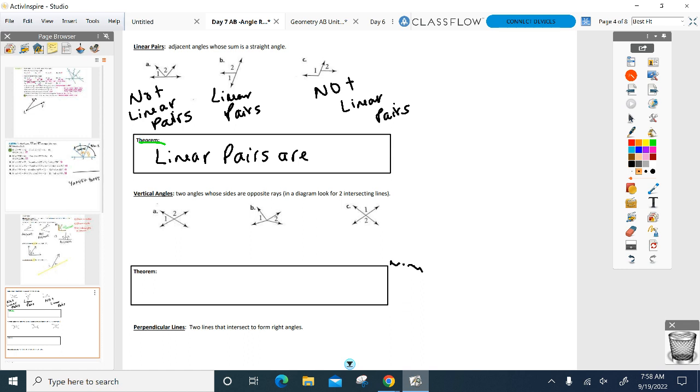What else do we know? Linear pairs, they have to be adjacent and they have to be 180. Okay, give me the vocabulary term now. You're correct, but I want just the vocabulary term. Supplementary. Thank you. There you go. So here's our first fact. Linear pairs are always supplementary, which means they add to 180.